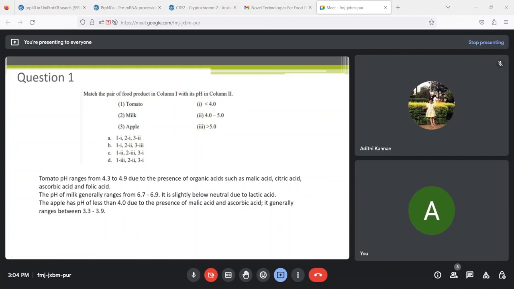And the apple has a pH less than 4, because of the presence of malic acid and ascorbic acid. It generally ranges between 3.3 to 3.9. So the pH of apple is less than 4. So tomato has a pH of 4 to 5, milk has greater than 5, and apple has less than 4. So the answer to this question is option C: the first row is with the second option, the second row is with the third option, and the third row is with the first option.